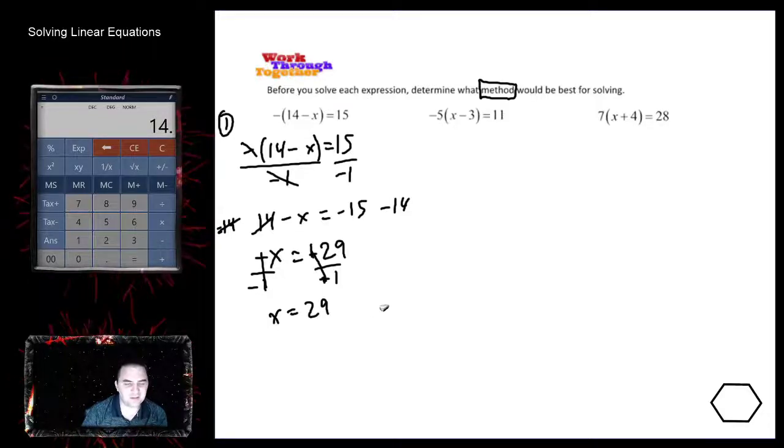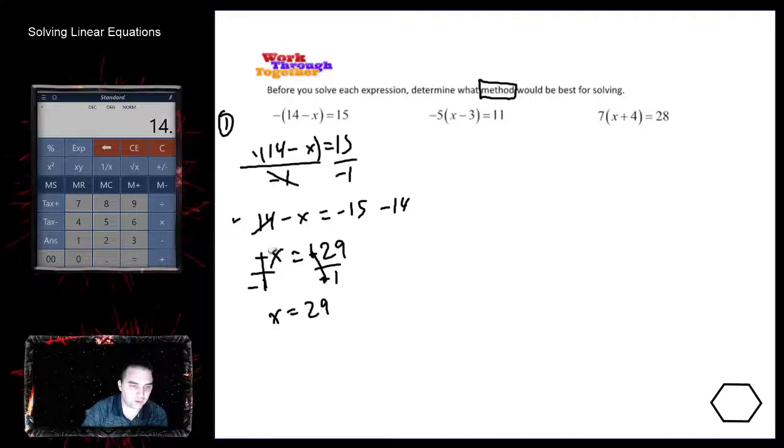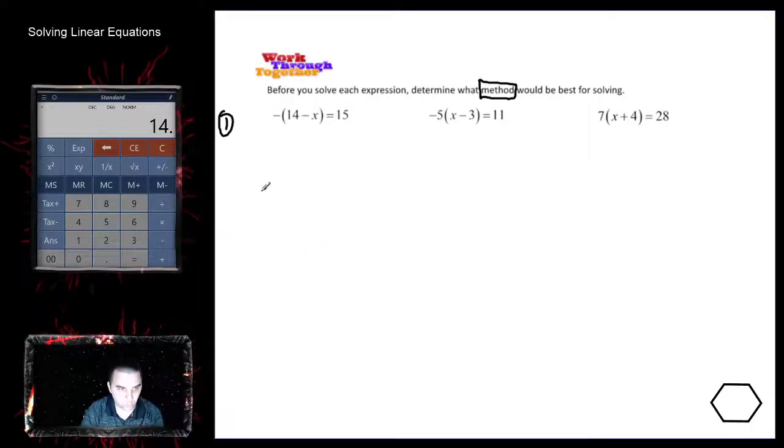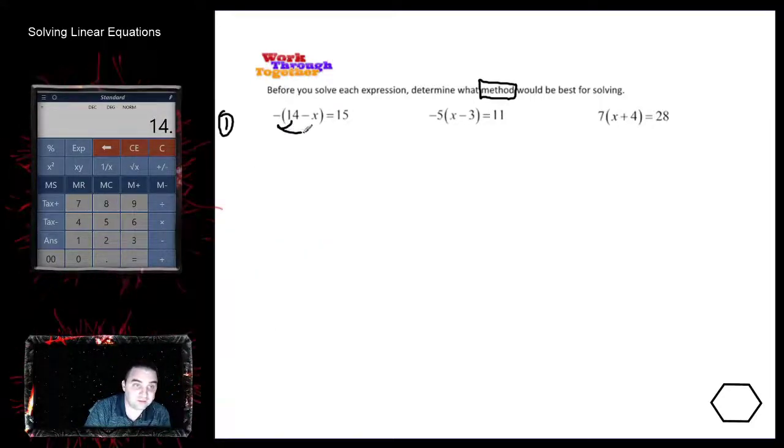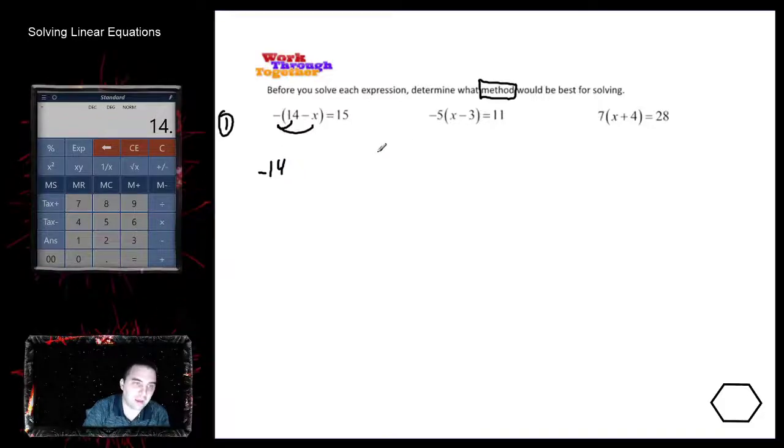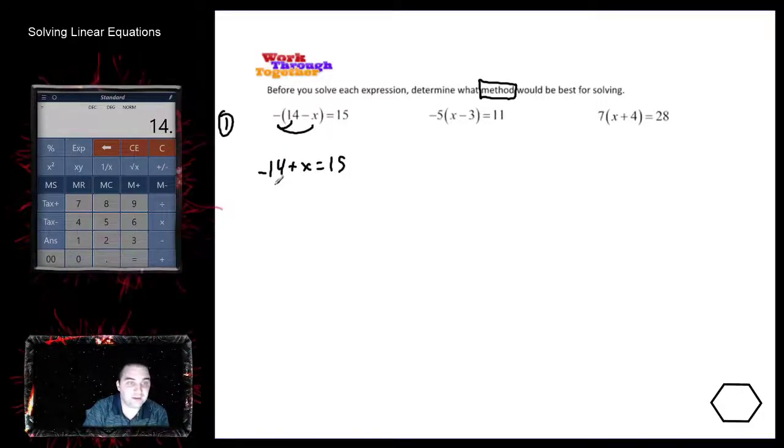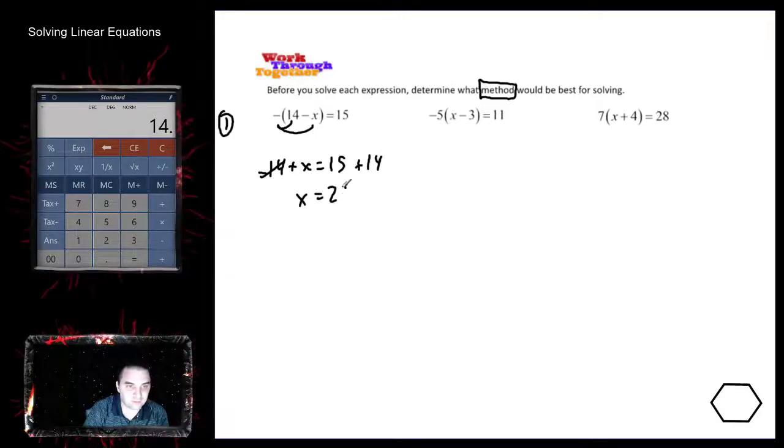All right. It's not like that it was that bad. But just as a comparison, real quick, what I could have done instead is distribute. And if I distributed it, then I would have gotten minus 14, yeah, but then I would have gotten positive x is equal to 15. And then I just have to do the opposite of minus 14, which is plus 14, to both sides. So x is equal to 29.